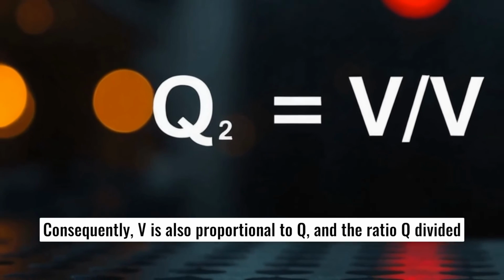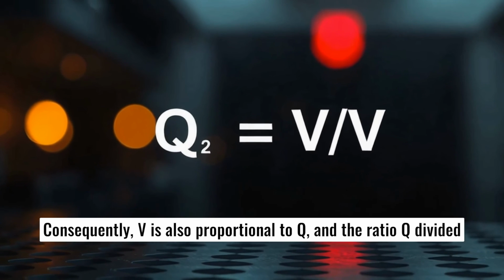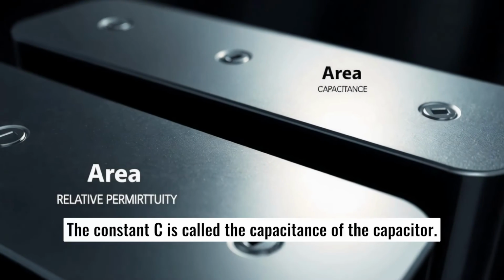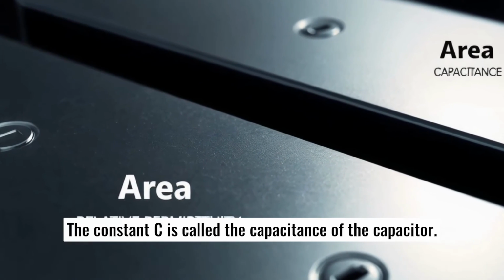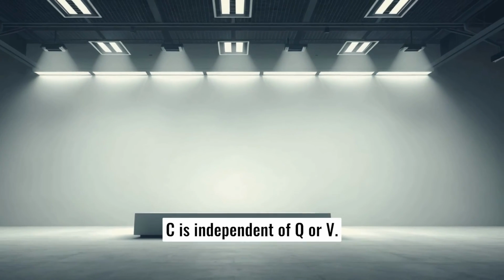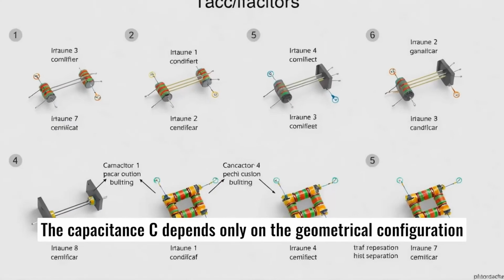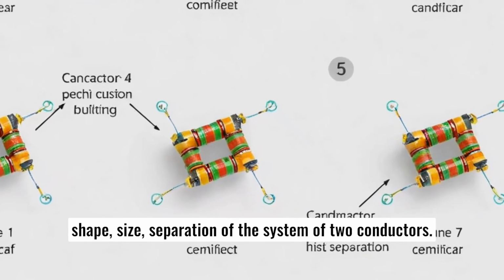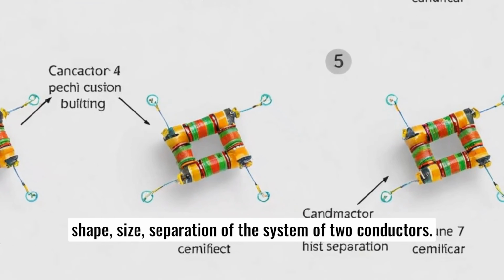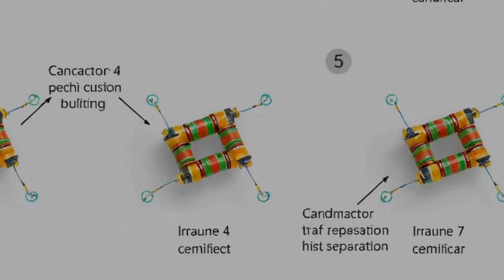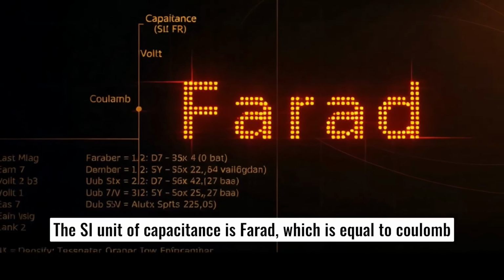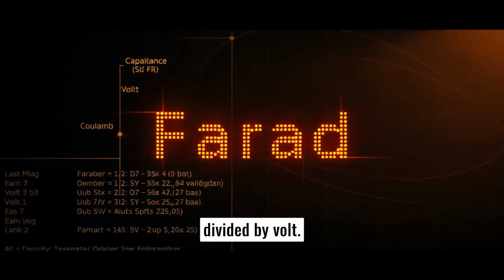Consequently, V is also proportional to Q, and the ratio Q divided by V is a constant. The constant C is called the capacitance of the capacitor. C is independent of Q or V. The capacitance C depends only on the geometrical configuration (shape, size, separation) of the system of two conductors. The SI unit of capacitance is farad, which is equal to coulomb divided by volt.